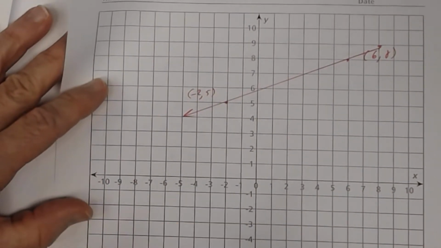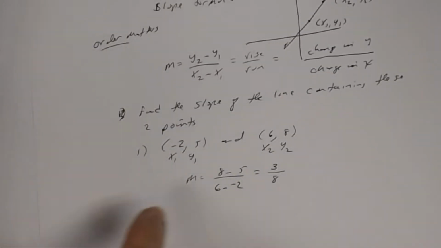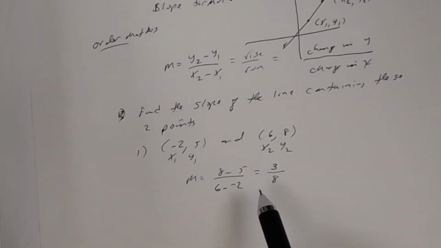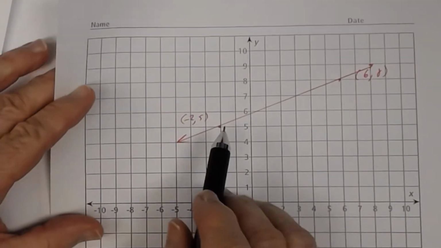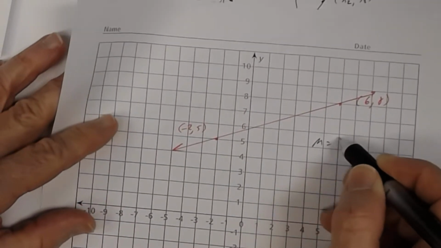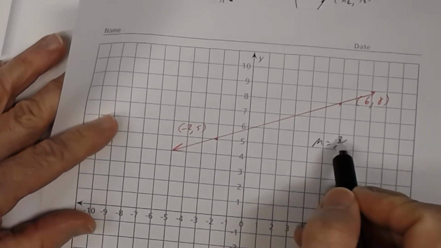So remember, in one of the previous lessons, we talked about rise over run also. But we talked about rise over run in terms of slope and intercept. What I want you to notice is this. You see this point here? Remember the slope is 3/8, right? Slope is 3/8. So remember, slope is rise over run.